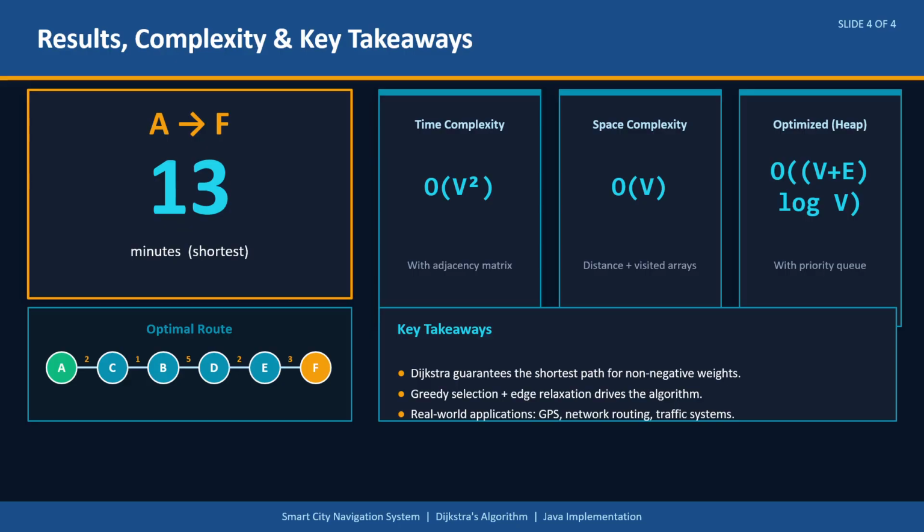If you found this helpful, try modifying the code, change the weights and add a new node, or print the actual path instead of just the distance. That's the best way to make it stick.